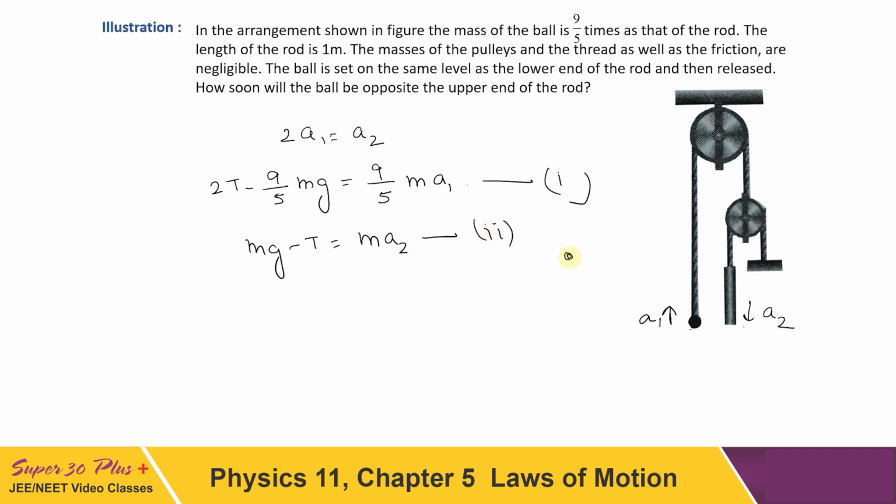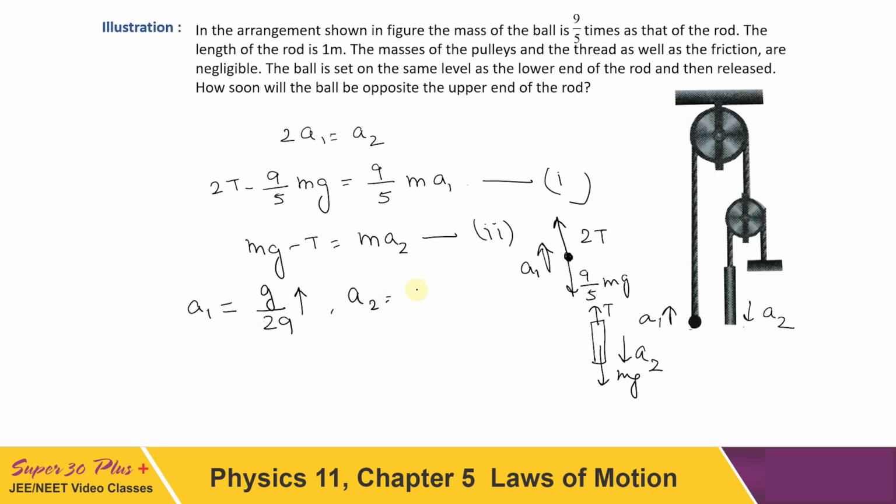Let me draw FBD also so that easily you can understand how I have written the equation. For ball, in upward direction force is 2T, in downward it is 9 by 5 mg, and it is moving up with acceleration a1. For rod, upward tension is T, downward force is mg, and it is coming down with acceleration a2. So we got the relations 1 and 2. If we solve these two relations, a1 can be written as g upon 29 in upward direction, and a2 is equal to 2g upon 29 in downward direction.